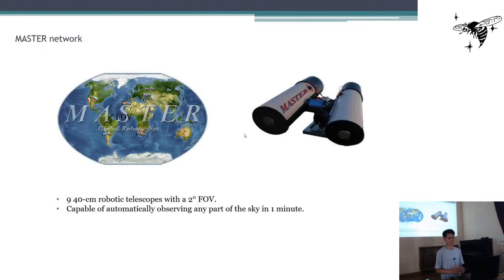Let me remind you what the MASTER network is. It is a network of 9 40-centimeter robotic telescopes dispersed all over the world, from the mountains of Argentina to the forests of Siberia. Every telescope has a 2-degree field of view, has identical software and hardware, and is capable of automatically observing any part of the sky within 1 minute.